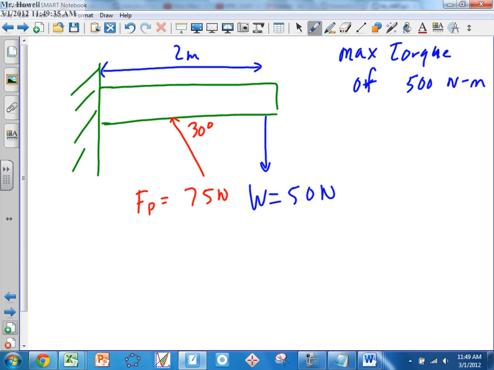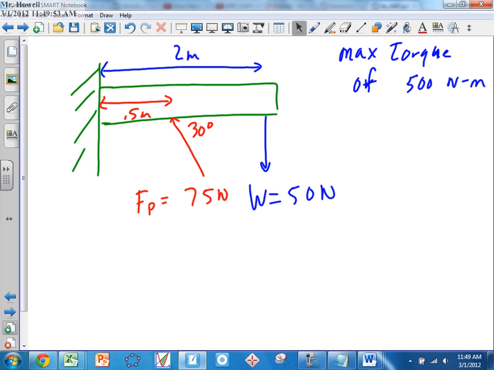Okay? So he's holding this up while somebody else is hanging on this end of it. He's holding it up at a distance of only 0.5 meters. Okay, only 0.5 meters here.